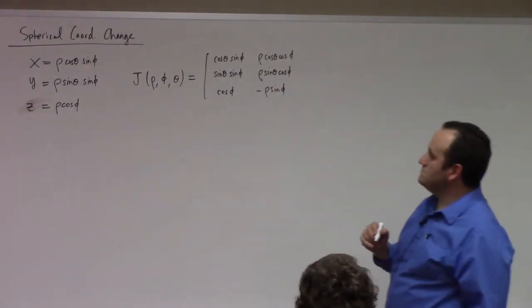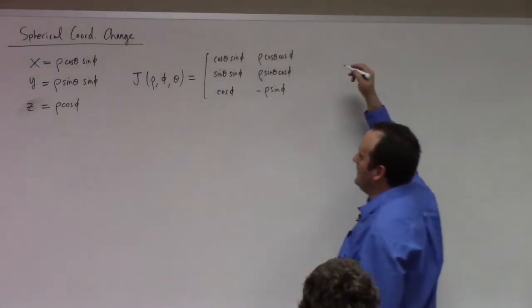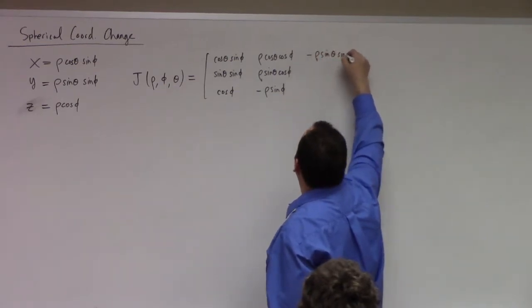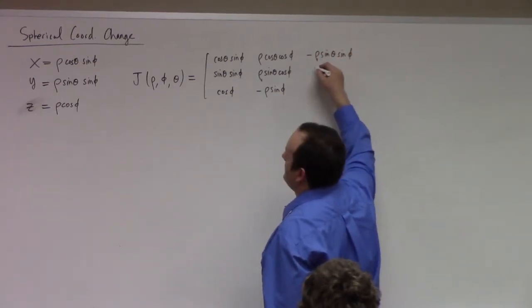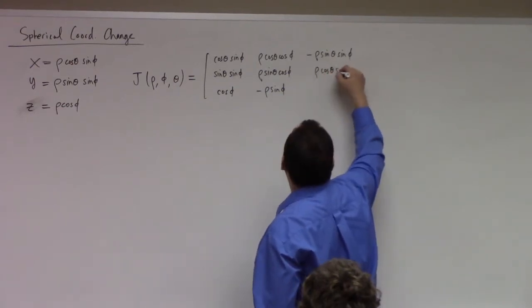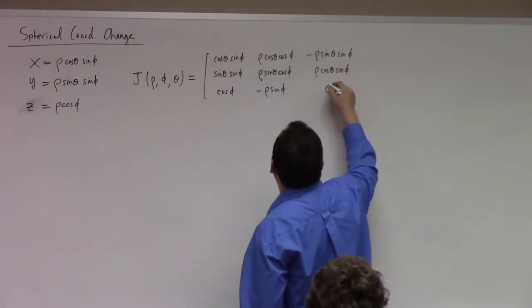Do you guys agree? So that's the derivative with respect to phi of x, y, and z respectively. And then last but not least, the derivative with respect to theta gives me minus rho sine theta sine phi, rho cosine theta sine phi, and finally, my favorite, 0.